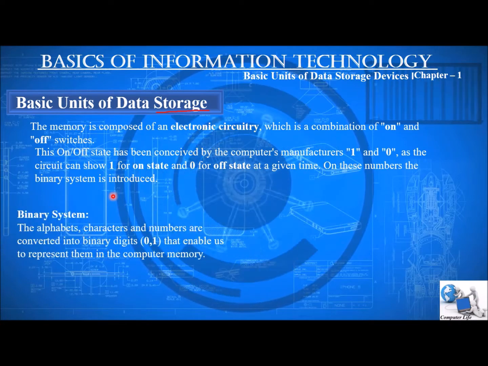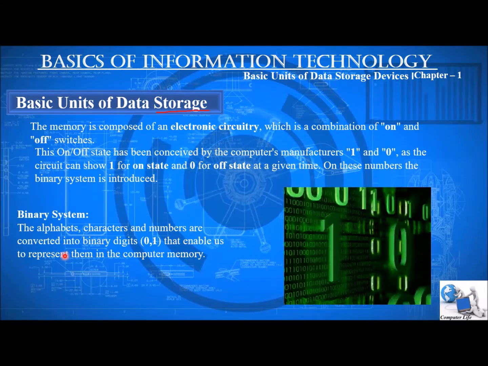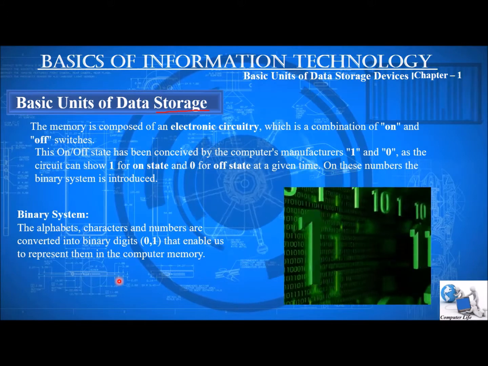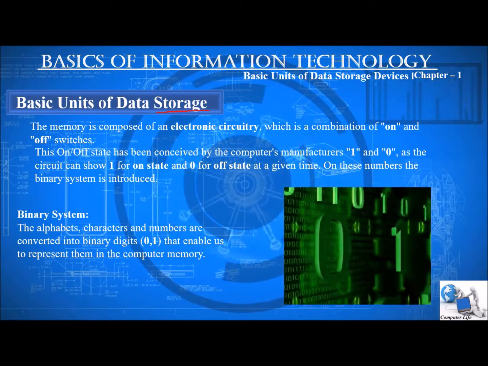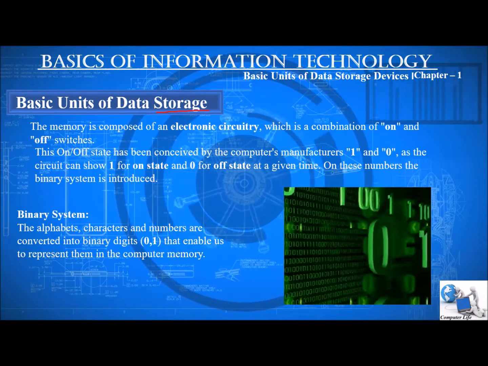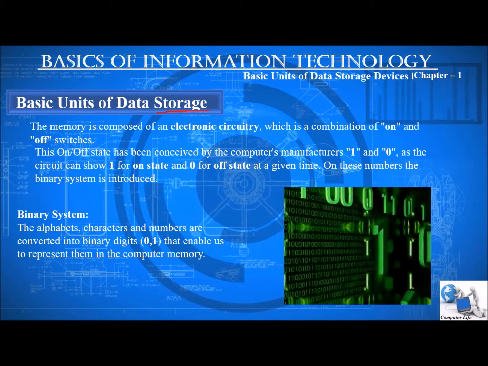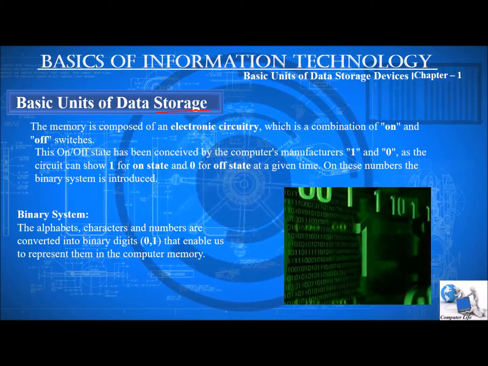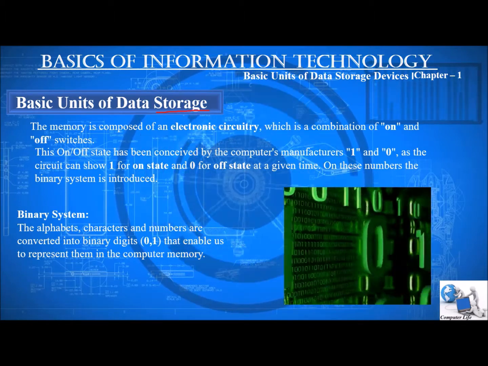Let's discuss the binary system. The alphabets, characters, and numbers are converted into binary digits that enable us to represent them in the computer memory, because the computer understands only binary language, that is in the form of 1 and 0. As you can see, in a short clip, 1 and 0 binary digits are moving. These movements show that the computer understands only this language.